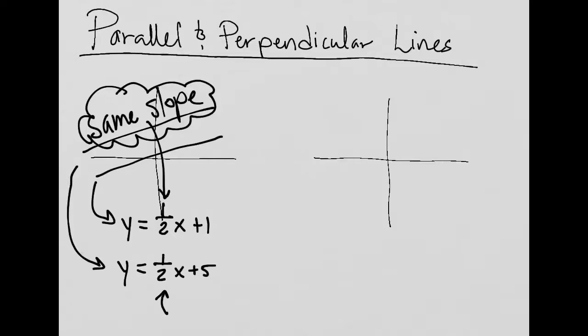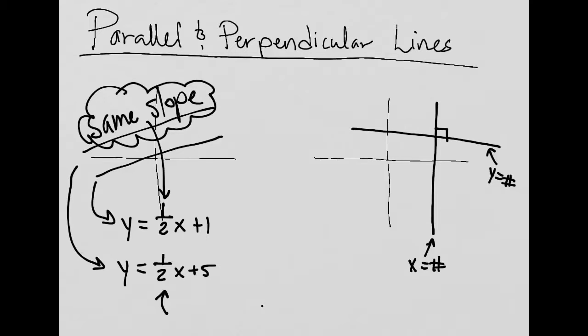Alright. Now, the difference is with perpendicular lines. Just remember what perpendicular means. They have to form a right angle. So perpendicular lines form a right angle. Remember, a vertical line has the equation x equals a number. Well, a horizontal line has the equation y equals a number.